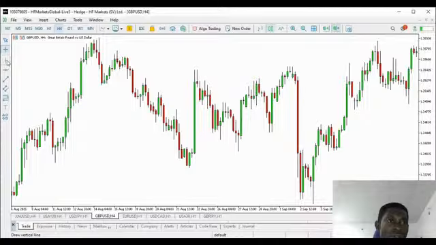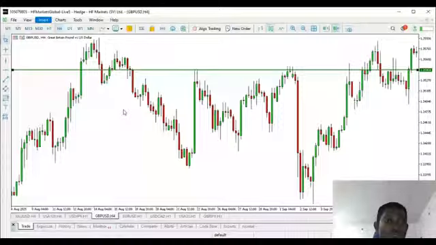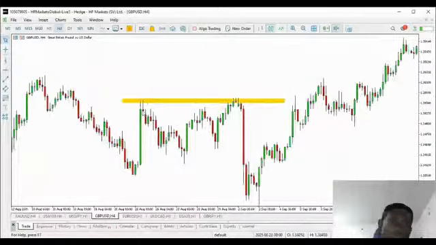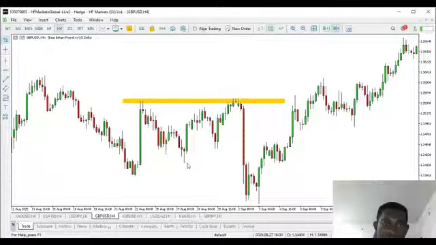Okay, so you see something like this. This is when we use the horizontal line to draw a zone. Look at this now. Price got to this place and then it was rejected. In the future, look at it in the future.